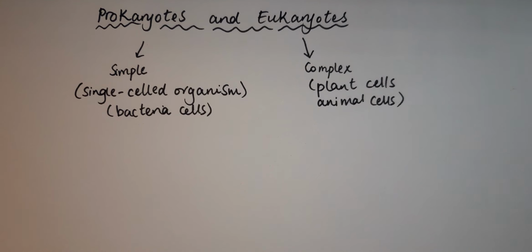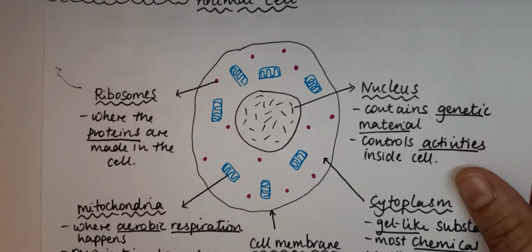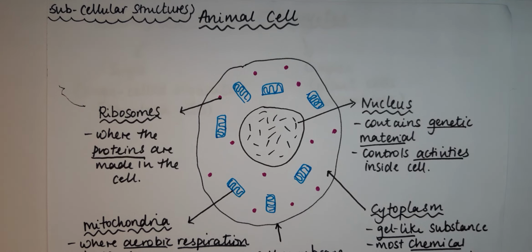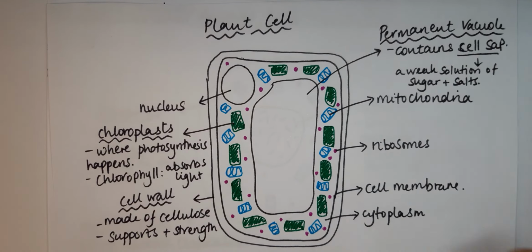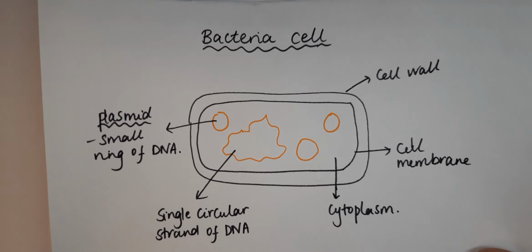So just a summary of what we've looked at. We've looked at prokaryotes and eukaryotes. We've looked at their definitions. And then we've looked at examples of prokaryotes and eukaryotes. So we've looked at the animal cell. And then we looked at a plant cell. And then we looked at a bacteria cell.